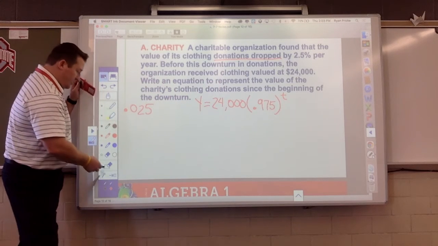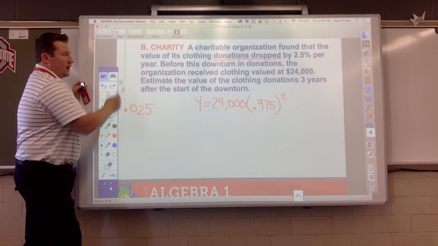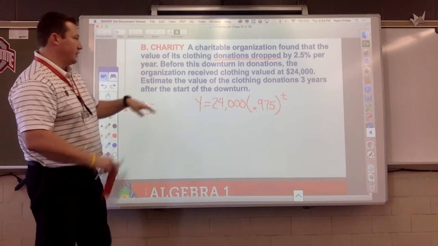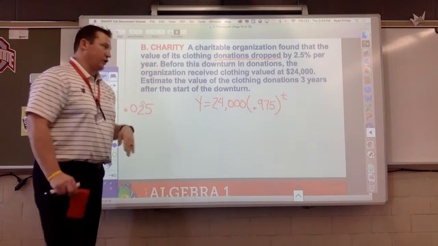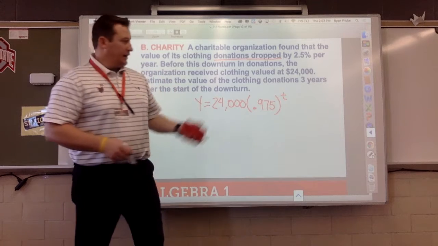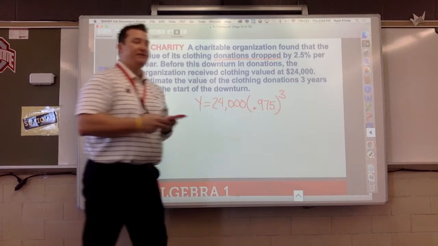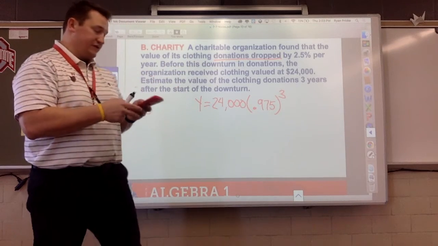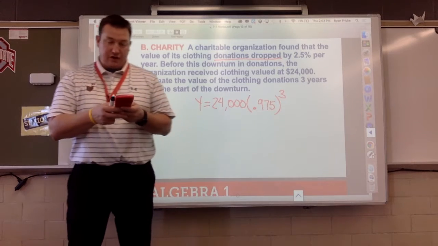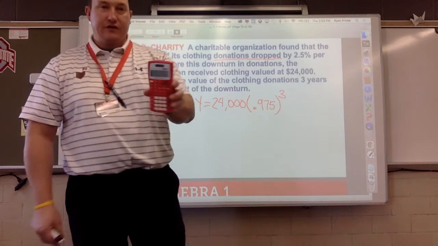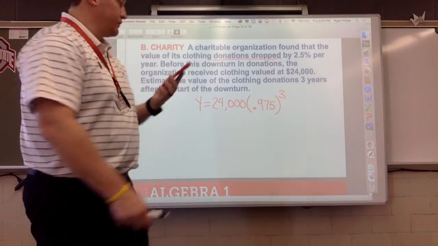Now we can figure out, any time after this downturn, the value of the clothing that they got. In this case, they want us to figure out 3 years after the start of this downturn. Again, nothing new here, folks. Replacing t with 3 and evaluating. Make sure you can do these calculations. If you're just hoping that you're going to get these calculations right when you do this on your own, I'd at least try them first. Here's what I get. Lots of 2s and 4s there.